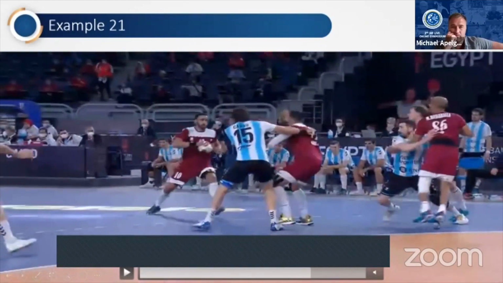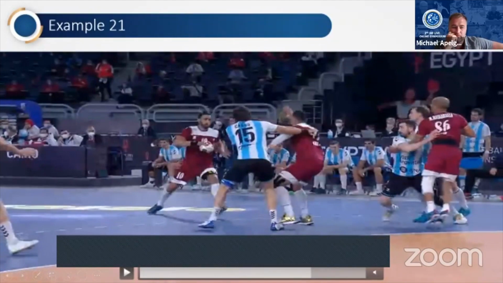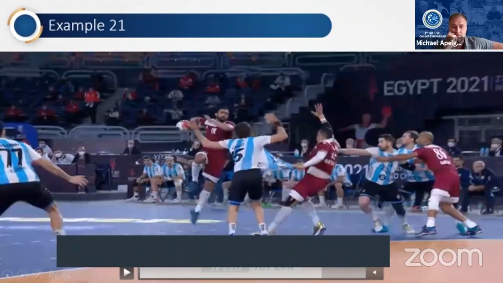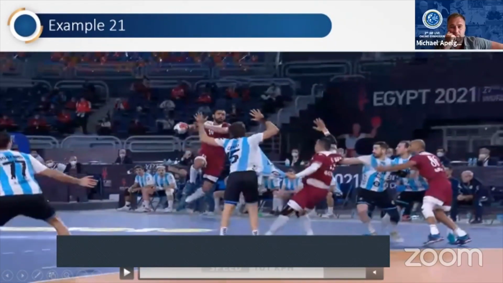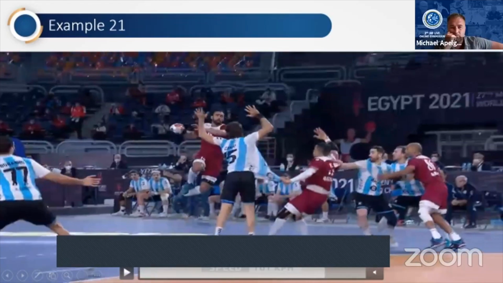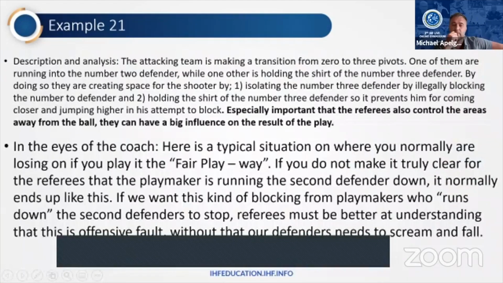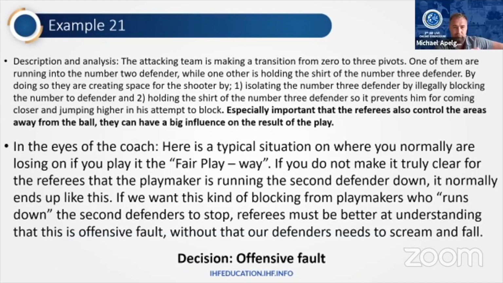Also, the pivot player here helps his teammate, his shooter, by holding the shirt clearly of the defender, so he is not able to close the space and jump high enough to block the shot of number 10. So this, from the refereeing side, is a clear offensive foul. And then again, it's especially important that the referees also control the areas away from the ball, because they can have big influence on the final result of the play.